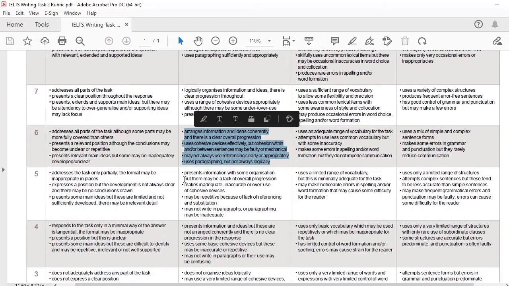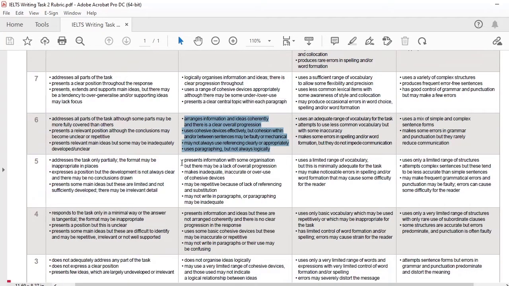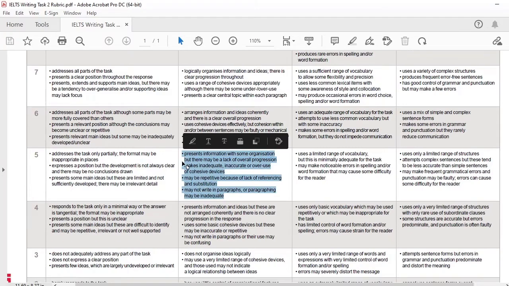Let's see what band 5 requirements are. Presents information with some organization, but there may be a lack of overall progression, makes inadequate, inaccurate or overuse of cohesive devices. So it was somewhat inadequate, which means not enough. May be repetitive because of lack of referencing and substitution. May not write in paragraphs, or paragraphing may be inadequate. So she may probably be getting a 5 here.